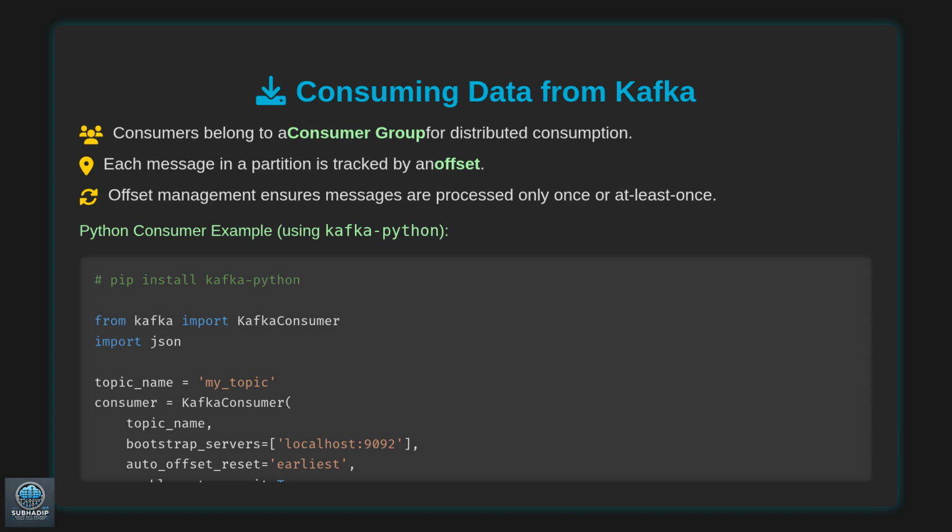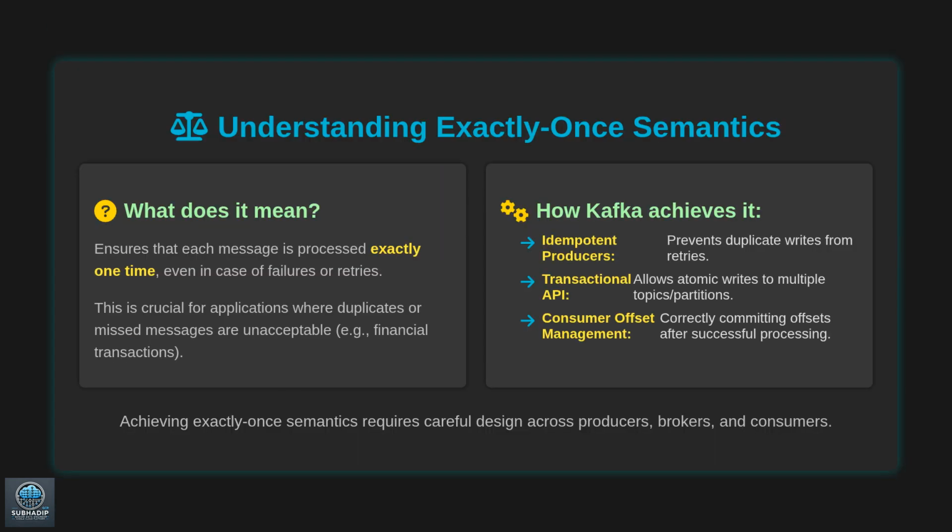Here's a Python consumer example, where we subscribe to my_topic, define a deserializer, and then continuously poll for new messages, printing their value, partition, and offset. Exactly-once semantics ensures that every message is processed exactly once, even if failures occur. This is incredibly important for applications like financial transactions, where duplicates or missed messages are simply not acceptable.